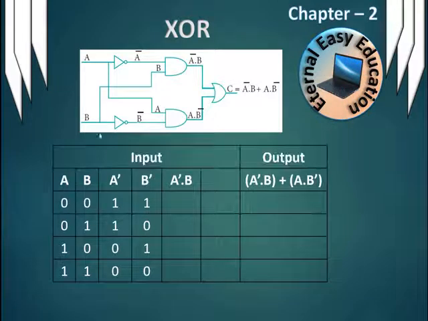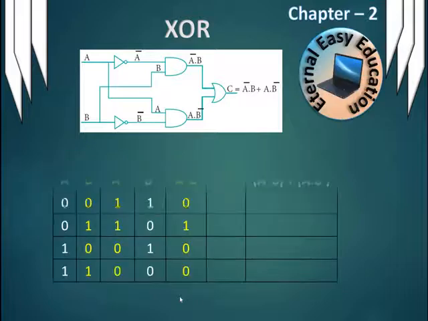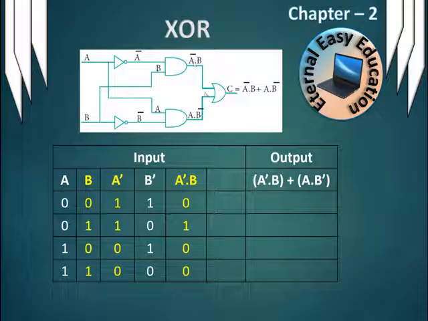So for the truth table, we have A, B. First, reverse of A and reverse of B. First one, the input is A reverse dot B. So A reverse and B should be given to the AND gate. So 0 1 is 0, 1 1 is 1, 0 0 is 0, 1 0 is 0. So that is the first input, A reverse dot B.